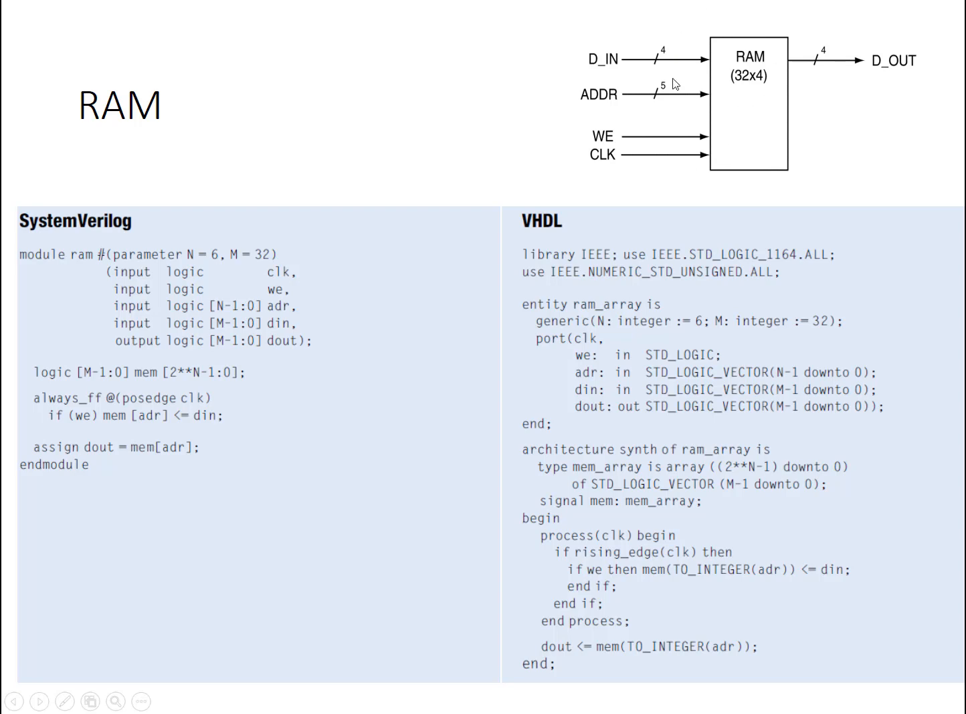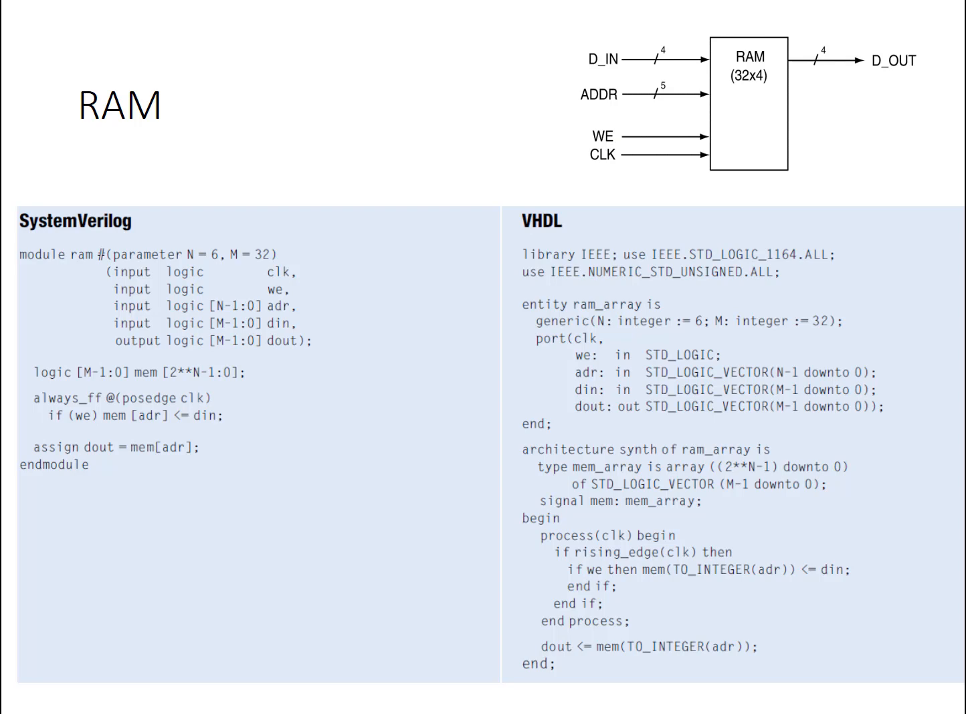So with our block diagram on the right, we want to create a 32 by 4 RAM. It has an input bus, 4 bits, for writing the data, and a 4-bit output bus, D out. I'm going to need 5 bits of address to specify the location in the memory that I want to read or write from.